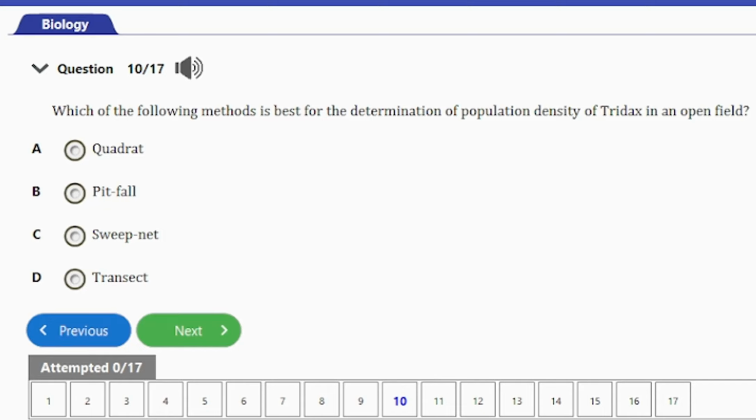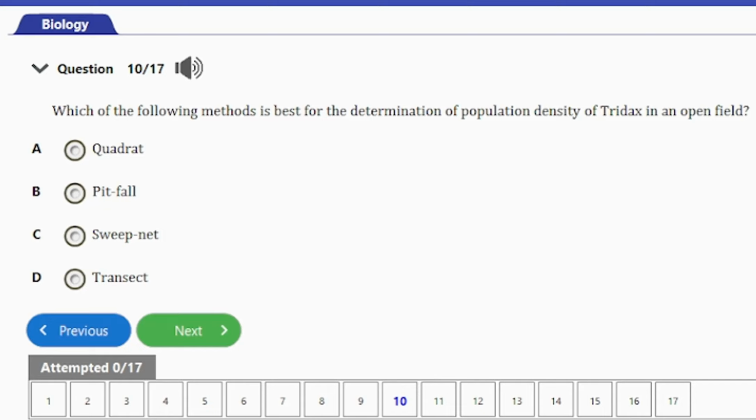Let's consider the next question. Question number 10 here. It says, which of the following methods is best for the determination of population density of tree ducks in an open field? A, quadrant, B, pitfall, C, sweep net, D, transect. So guys, the answer to this question is option A, and that's quadrant. The best method for determining the population density of tree ducks in an open field is quadrant method. So this method involves laying out a square frame, which is the quadrant, of a known area in several different parts of the habitat, and then the number of the individuals within each quadrant is counted, and then an average density is calculated.